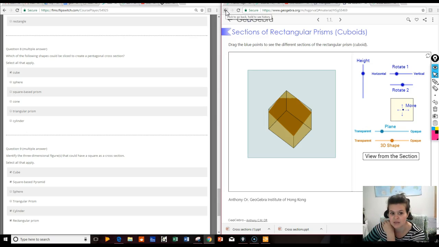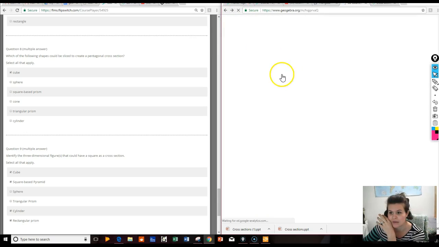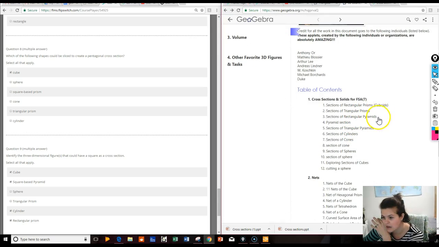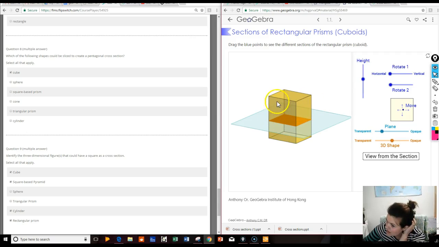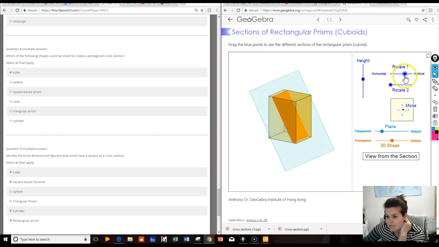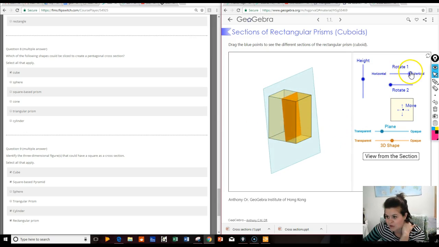A square-based prism, we could also create it. It's the same scenario. If this height right here was the same, I could cut it the same. If the height was the same as its length and width, I could still make this similar cut. I want to say it's like that.